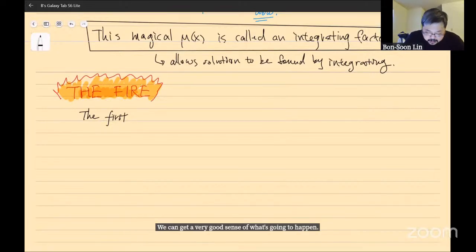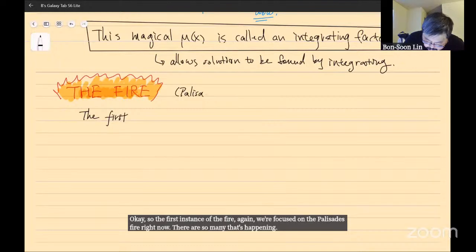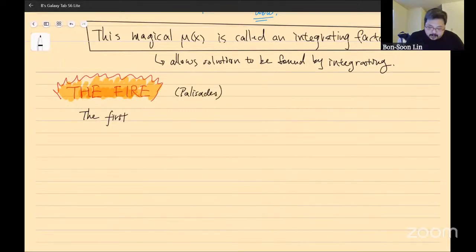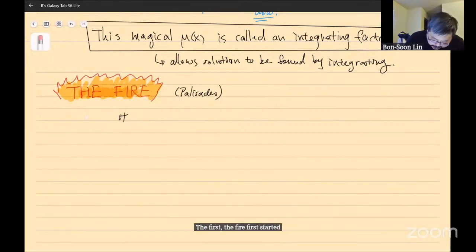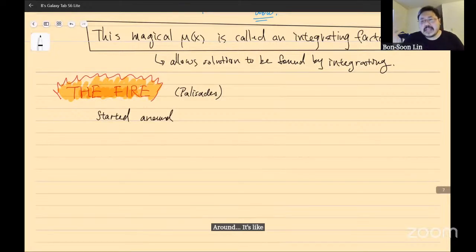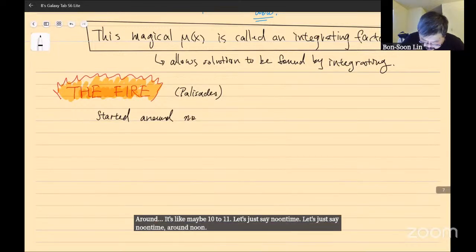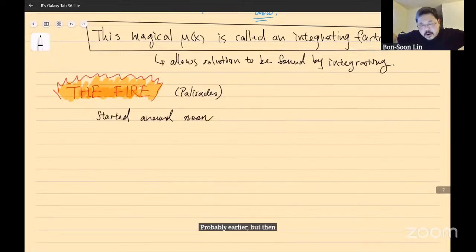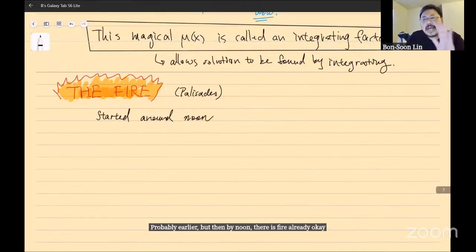Okay, so the first instance of the fire, again, we're focused on the Palisades fire right now. There's so many that's happening. The fire first started, I would say, around maybe 10 to 11. Let's just say noontime, around noon. Probably earlier, but by noon, there's fire already. Let's see how much fire there was.